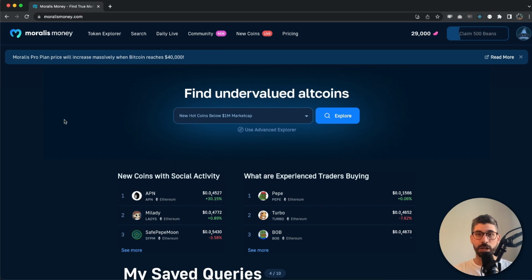For example, if we have a coin with a high market cap, its chances of growing massively might be limited. But if we compare that with a low market cap coin, it might have higher potential gains, but it can be pretty volatile. Let's take a look at a few low cap coins on Moralis Money, which is the best tool out there for finding great coins in a very early stage and minimizing the risk of getting scammed.